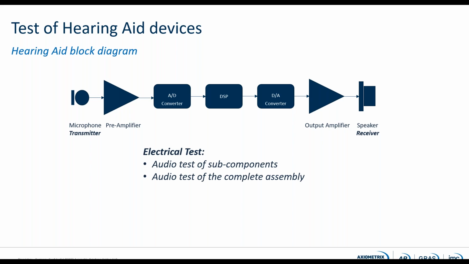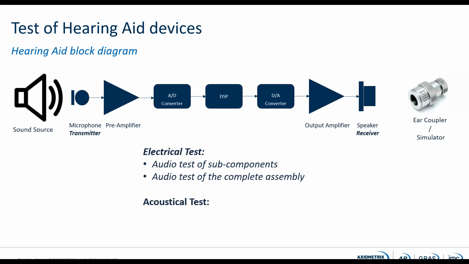We can do some electrical tests. The electrical test is a test of each of these subcomponents: the A to D converter, the DSP, the D to A converter, and also the preamplifier and the output amplifier. We can also do a complete electrical test of the whole device for testing all the electrical parameters. Today, we are talking more about the acoustical test.